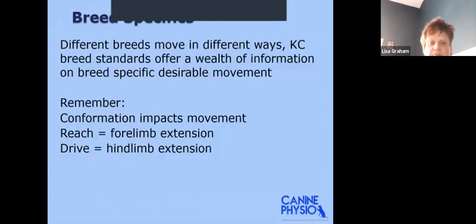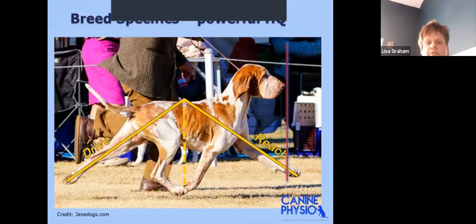That's just a bit of a reminder slide. And here we've got a Bracco Italiano, and these guys are bred to overreach. So you can see this really extensive extension on the hind limbs. I've marked his nose with a little red line there as well, and from just above the paw, around the carpal joint, he is overreaching past his nose. Now these guys are bred that way. That is more than acceptable in the show ring.